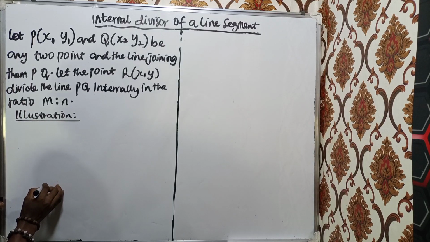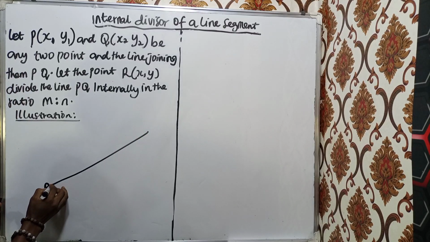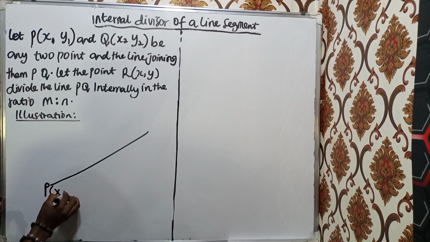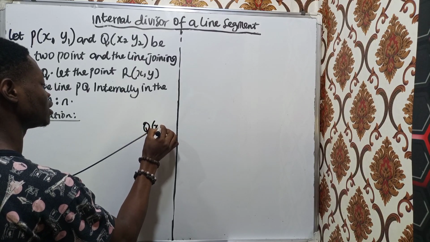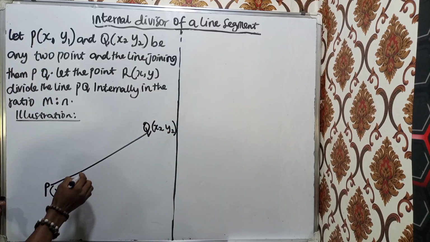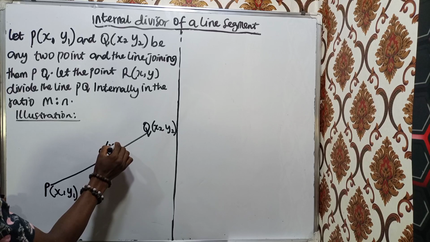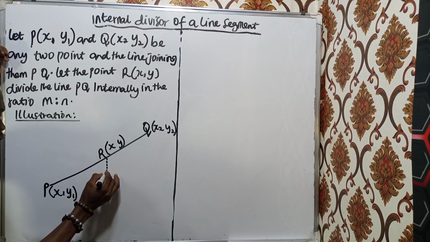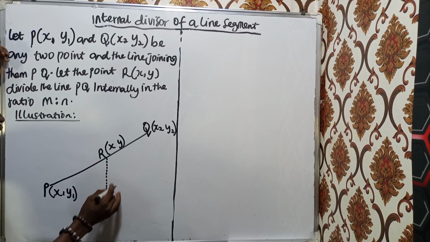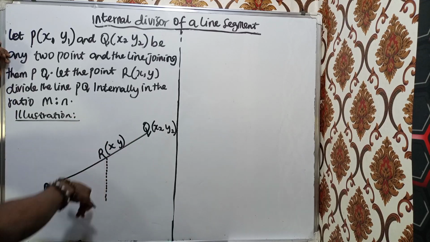For example, I have my point P and I have a parallel line like this. So this point P, of course, you know the coordinate is x1, y1, and I have another point Q with coordinate x2, y2. So I have R, that's another point with the coordinate x, y. Hope you can see it like this. So now this is an internal divisor. It divided this line segment PQ internally. You understand?